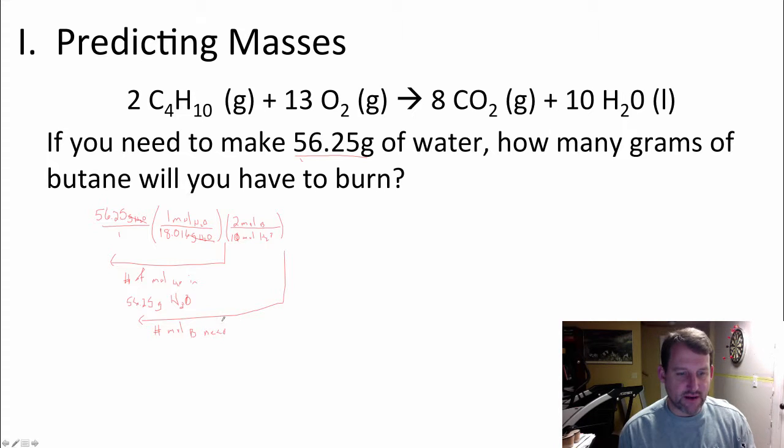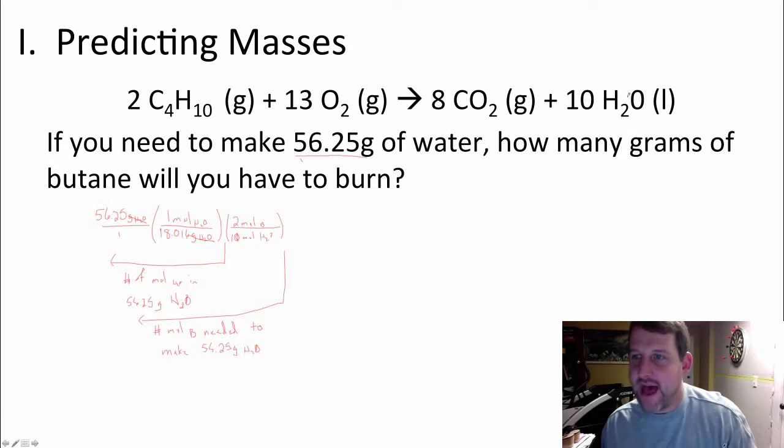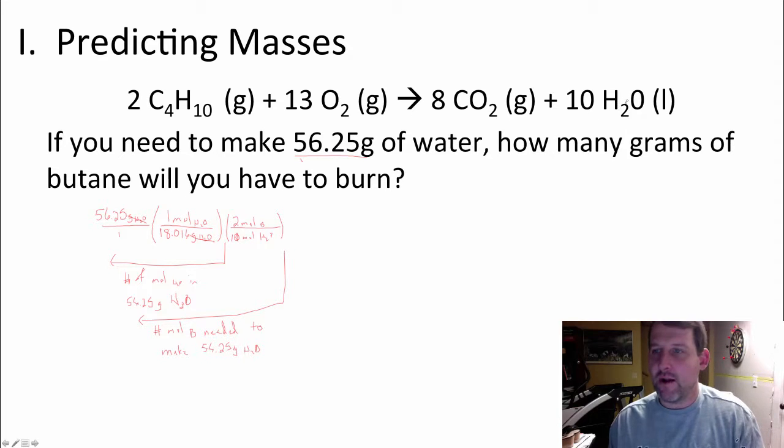Now notice how the language changes here. That we need to make 56.25 grams of water. Okay, so notice here we said because we're starting here and we're going there, we need this in order to make that. So our language of this description matches the equation that we're looking at. We're starting with a product. We got to have this much. We need to figure out how much we need of this to make that. So just keep your language consistent there.